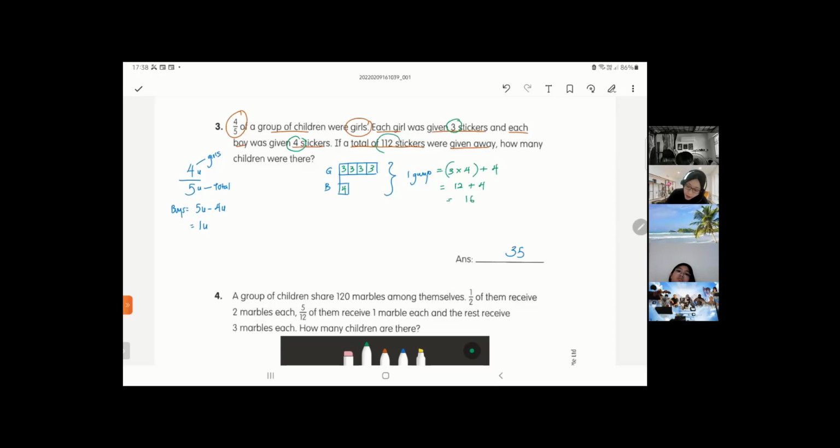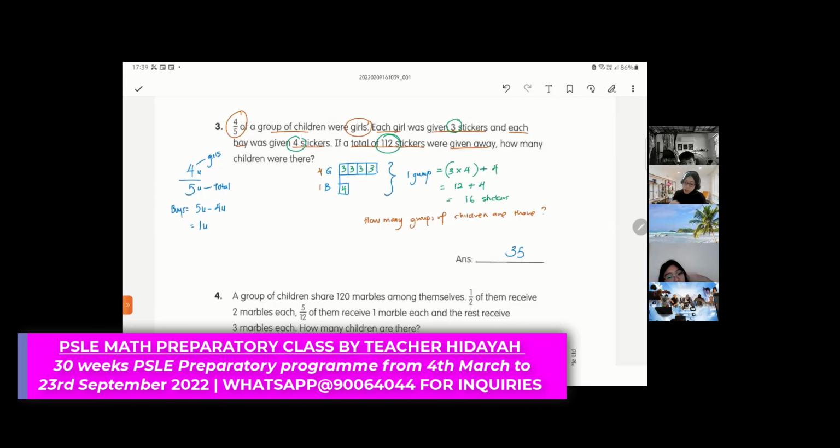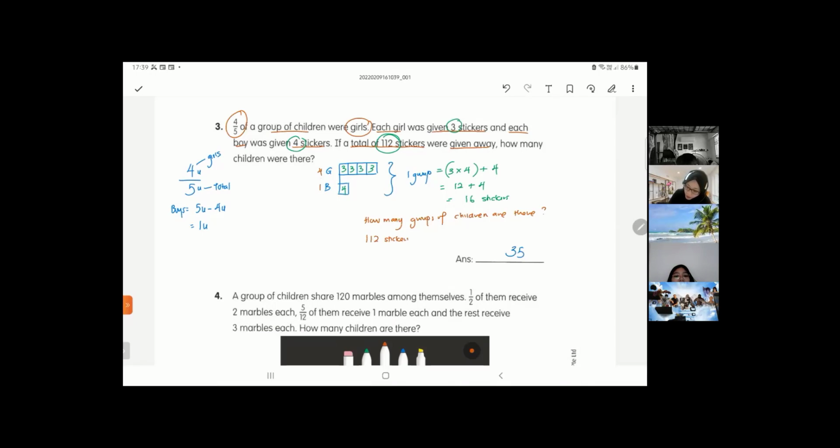Now I have a total of 112 stickers. This is 16 stickers. Okay, my issue here is how many groups of children are there? Because I know that one group, there are 16 stickers from the girls, from the 4 girls and the 1 boy, right? This is one group. So now I'm given 112 stickers. So you take 112 stickers, the total, you divide it by one group stickers from the one group of children. This is from your one group of children, okay? This will give me my number of groups.